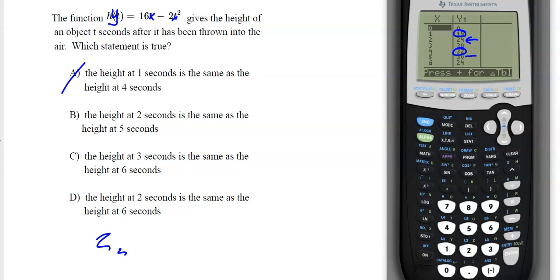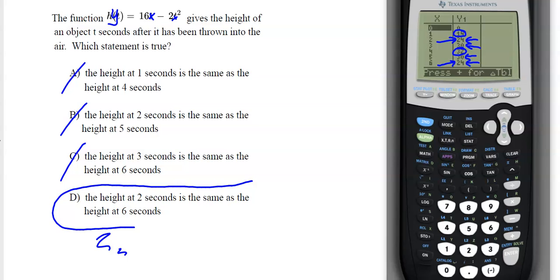2 and 5. No, 24 and 30. 3 and 6. 3 is 30, 6 is 24. No. Hope it's D. 2 and 6. So 2 is 24, 6 is 24. We got a winner. Correct answer is D.